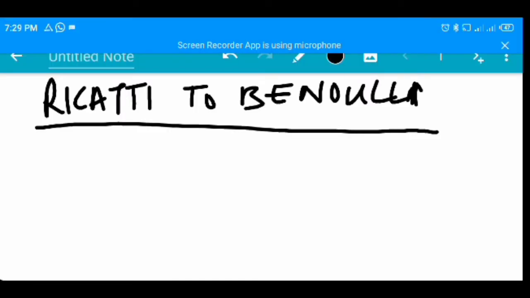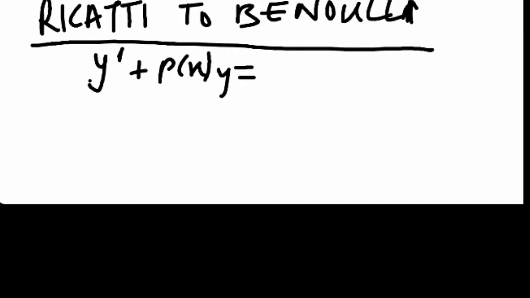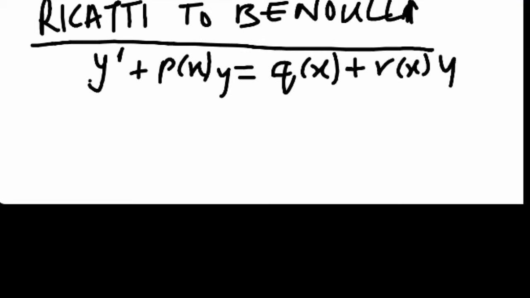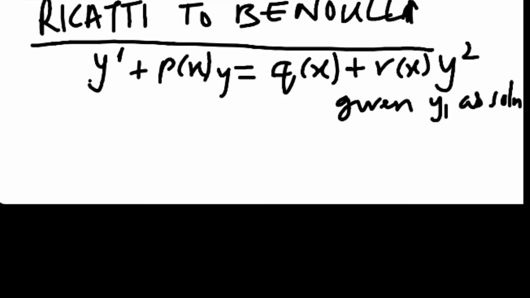So recall, Riccati's equation is of the form y prime plus p of x y equals q of x plus r of x y squared. What you need to do is use that y1. So given y1 as a solution, you need to use this y1. How do you use it?